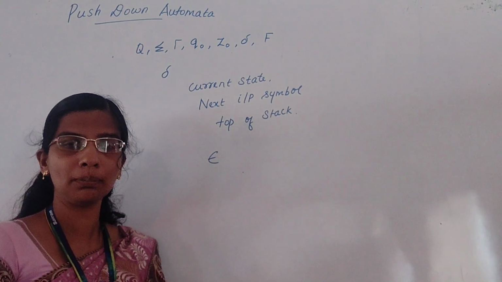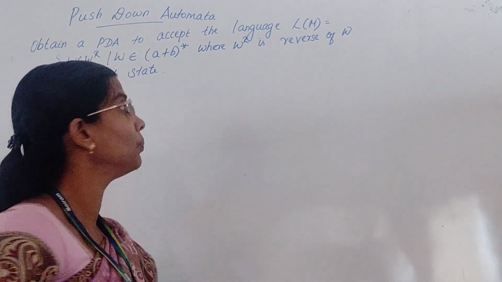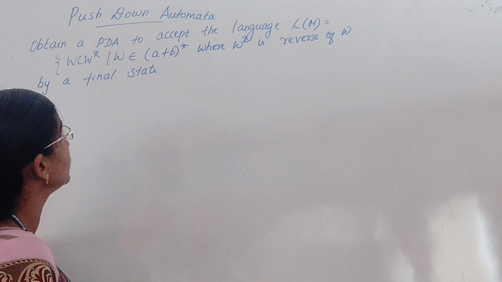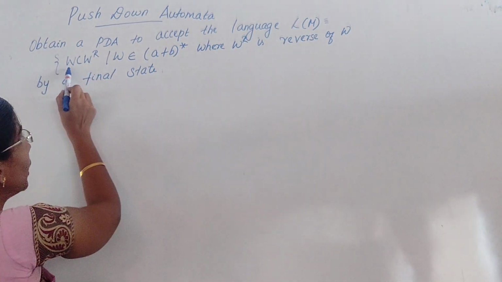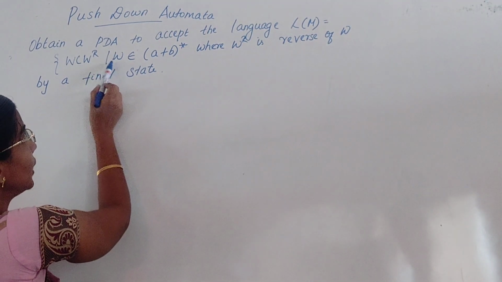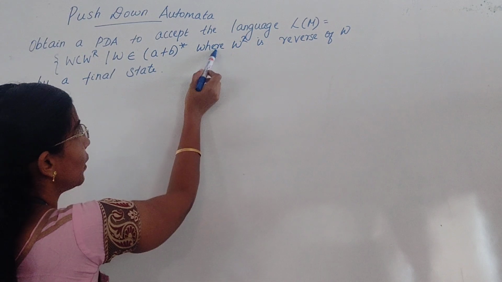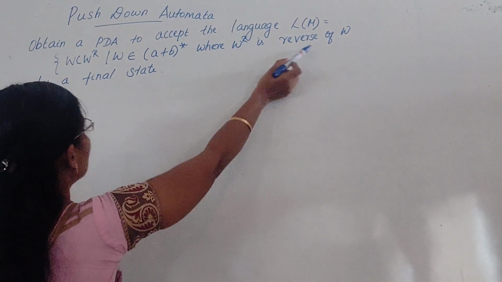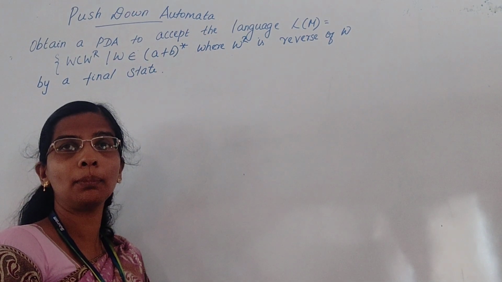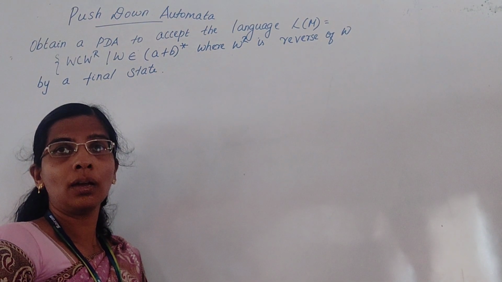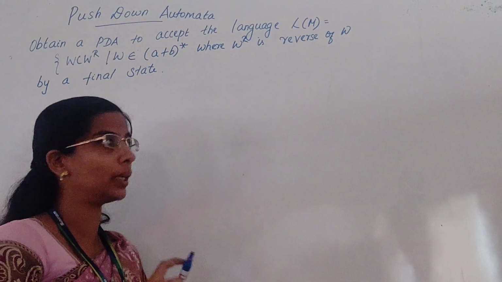We will discuss a sum. Obtain a PDA to accept the language L of M equal to W C W^R such that W belongs to (a or b)*, for any number of times, where W^R is the reverse of W, by a final state. For this language, I have to construct a push down automata.